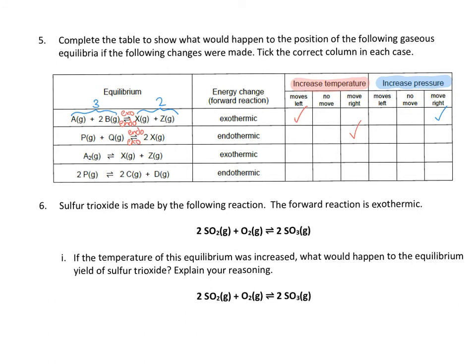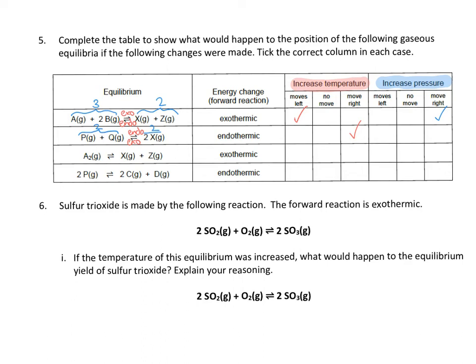Moving to pressure, we again consider how many moles we have in total on both sides of the equation. Interestingly, there are actually 2 on both sides, so there isn't a side with fewest moles. So this is something that's very important to remember.